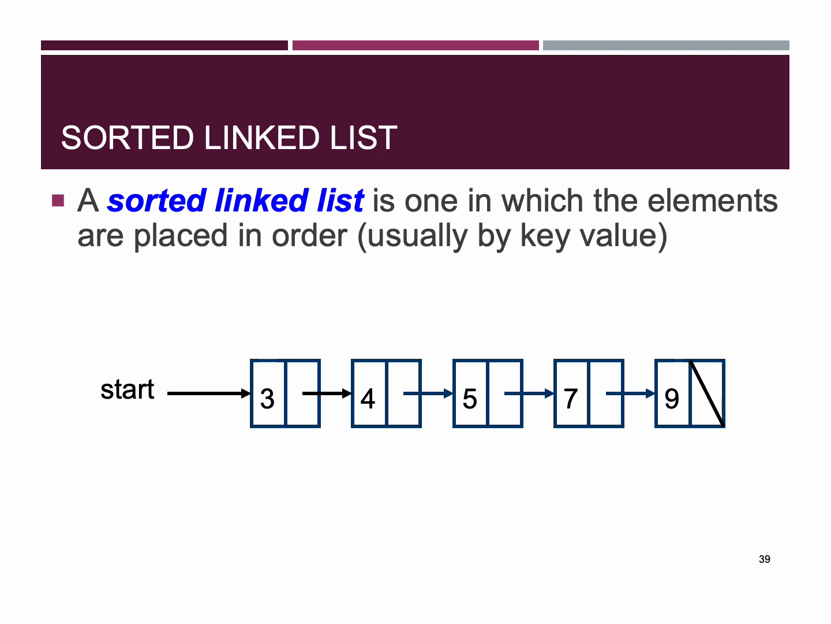Okay, so now let's talk about a sorted linked list. In a sorted linked list, the elements are inserted in a specific order, typically based on their key values. As you can see in the diagram, the nodes are ordered from lowest to highest, starting with 3 and moving so 4, 5, 7, 9. Each node points to the next node in the sequence, maintaining the sorted order.